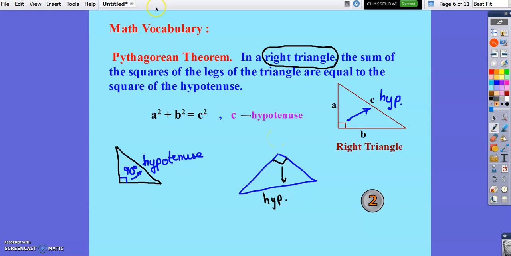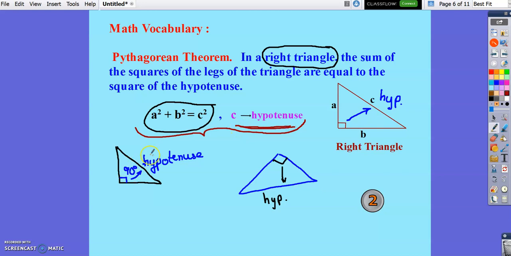Now, what is the Pythagorean theorem? In a right triangle, the sum of the squares of the legs of the triangle is equal to the square of the hypotenuse. Many of you have learned in your previous class what the Pythagorean theorem is: a square plus b square equals c square. That definition is not correct. The correct definition is a square plus b square equals c square, where c is the hypotenuse. Always remember, c is what? Hypotenuse.